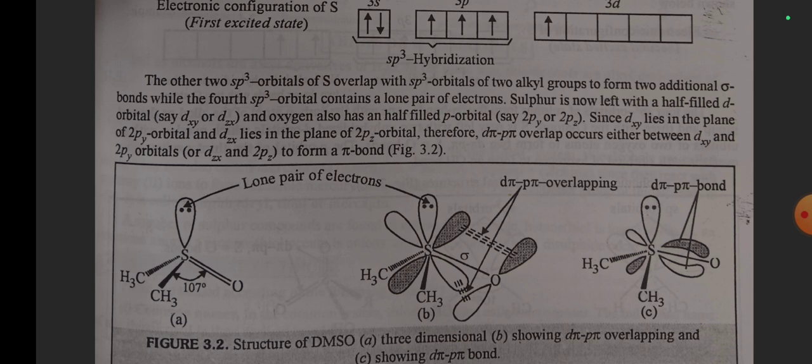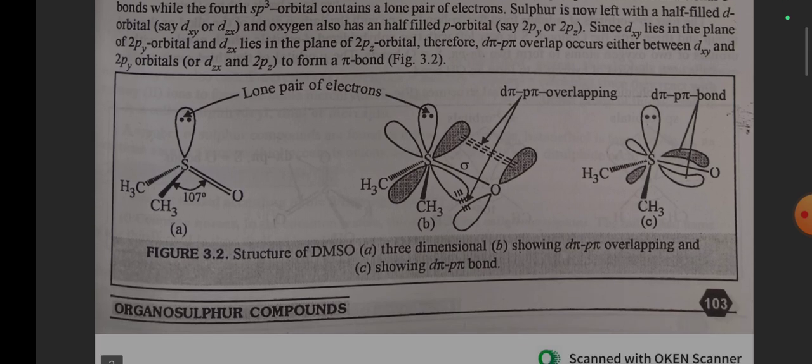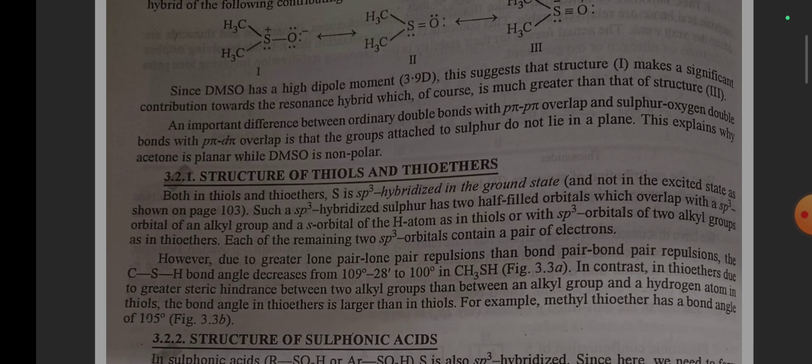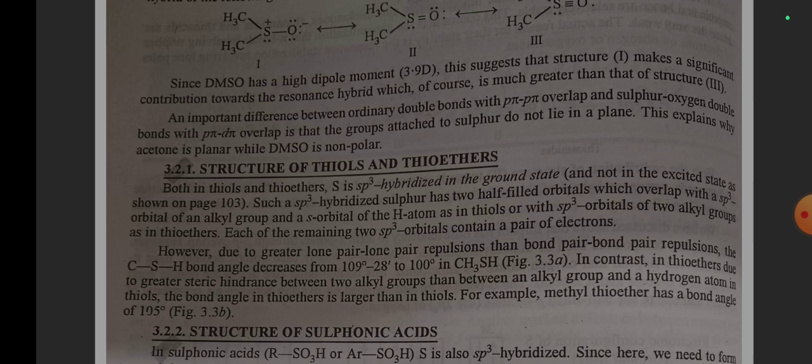Sulfur is now left with a half-filled d orbital, and oxygen also has a half-filled p orbital. Since dxy lies in the plane of the 2py orbital, and dzx lies in the plane of the 2pz orbital, dπ-pπ overlap occurs either between dxy and 2py orbitals to form a pi bond. In valence bond terms, this dπ-pπ bonding implies that DMSO may be regarded as a resonance hybrid of the following contributing structures. Since DMSO has a high dipole moment, this suggests that structure 1 makes a significant contribution towards the resonance hybrid, which of course is much greater than that of structure 3.